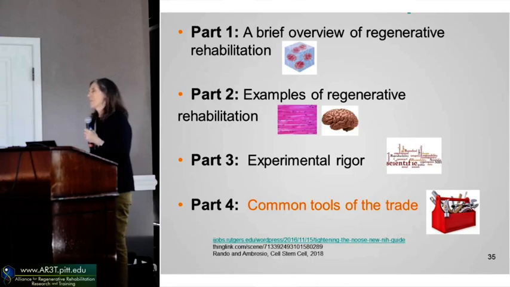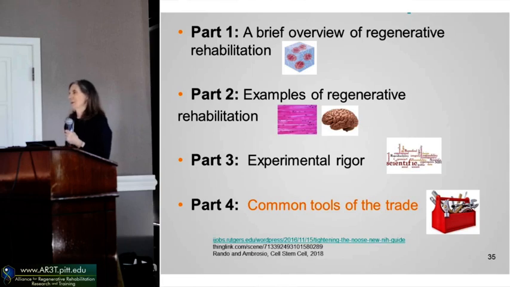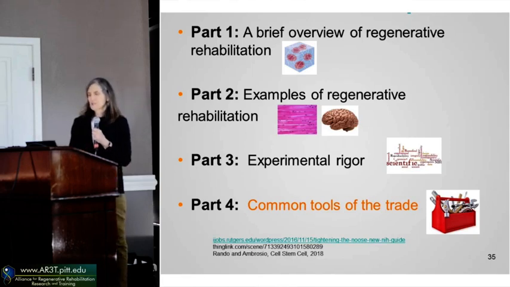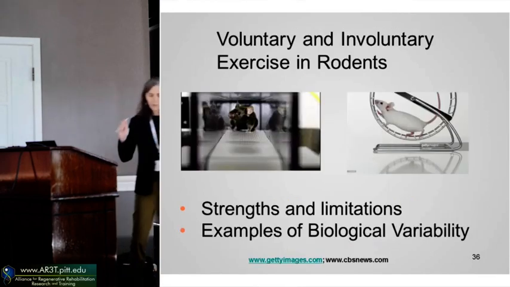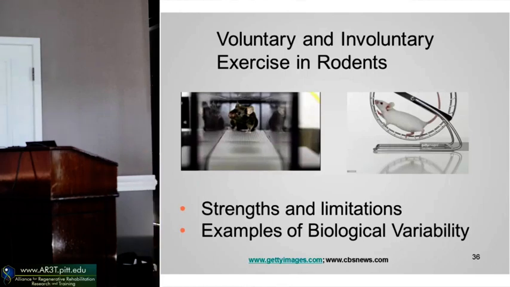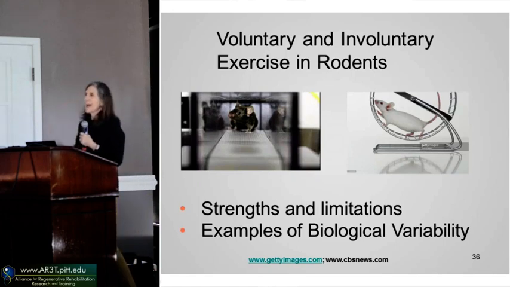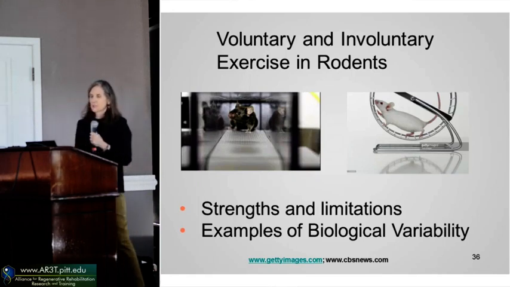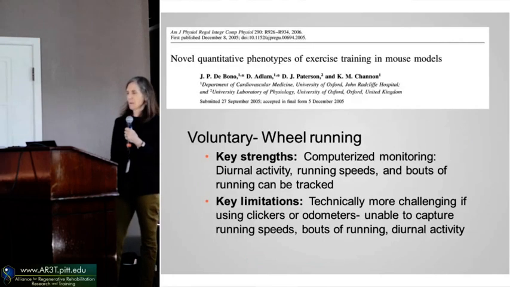So now I'm going to tell you about two common tools that are used in the trade for rehabilitation. Two of the most common, especially in the neurosciences, which is where I come from. So we'll talk about, just briefly, voluntary and involuntary exercise in rodents, the use of voluntary running wheels, and then treadmills. So I just wanted to share a few observations about this.